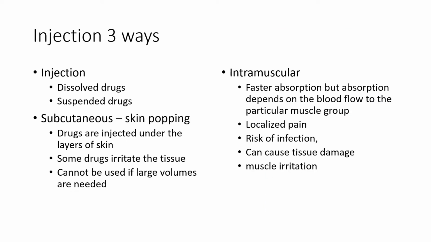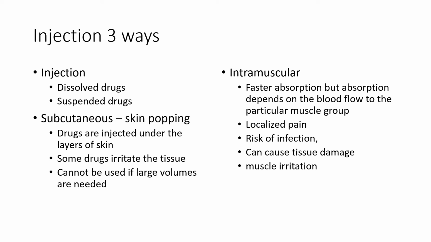Some additional information on the 3 ways of injection. Injection, the drugs have to be either dissolved or suspended. Sometimes this involves heating the liquid, called cooking. Subcutaneous, or skin popping, the drugs are injected under layers of the skin. Some drugs can really irritate the tissue and may cause blistering and swelling. And the subcutaneous route cannot be used if large volumes are needed.